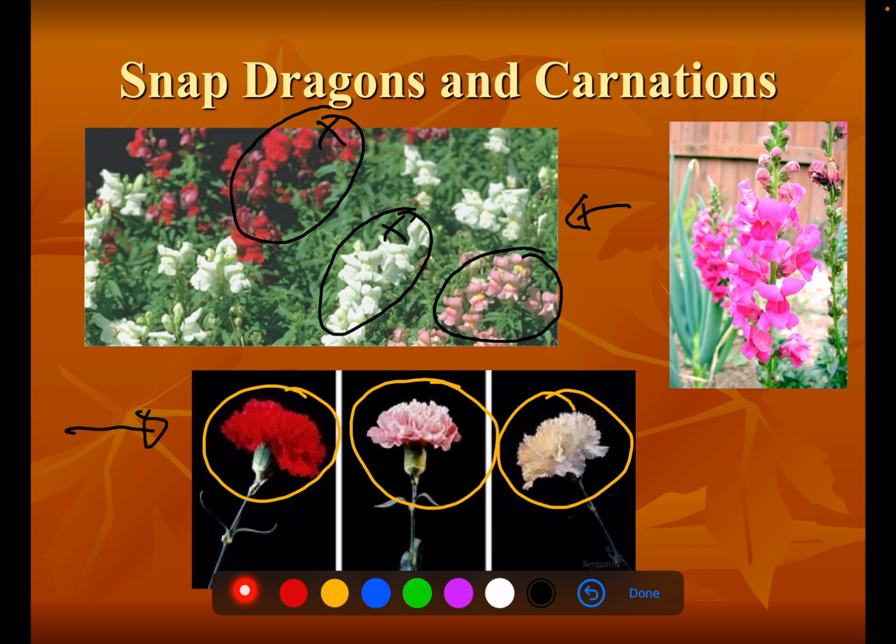Look at the red carnation and the white carnation. What do we know about those whenever we see them in nature? They're homozygous. They carry two of the same alleles, two reds or two whites. And whenever we see a pink carnation, now you know that those are heterozygous. It has one white allele and one red allele.